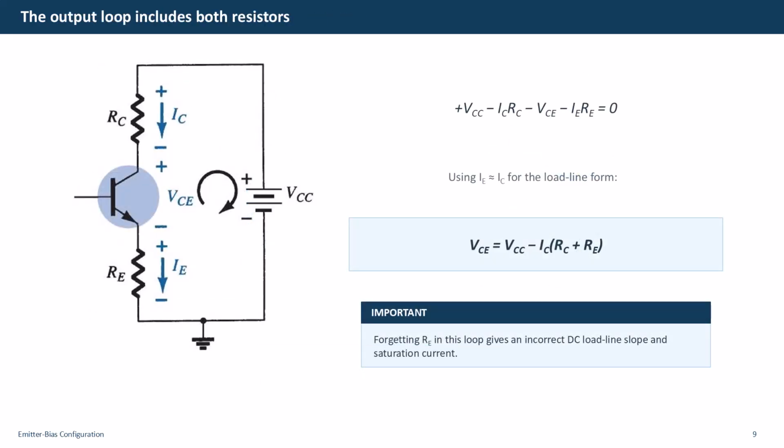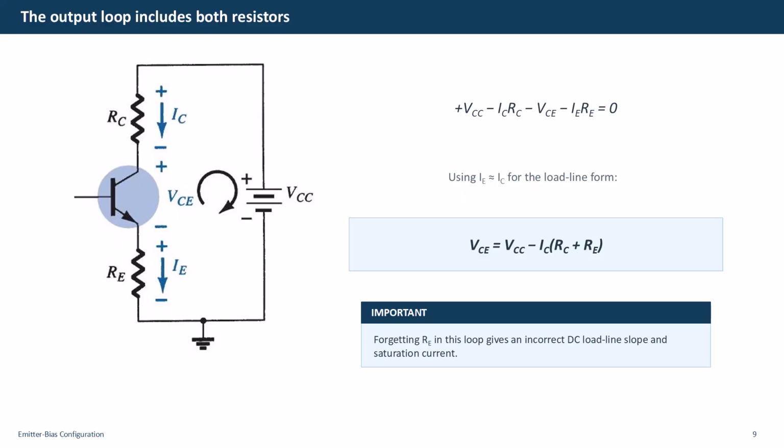Now consider the collector-emitter loop. Moving clockwise, the supply is a rise. The voltage drops occur across RC, across the transistor, from collector to emitter, and across RE. The exact KVL equation contains IC, RC, and IERE. For the usual load line approximation, emitter current is taken as nearly equal to collector current. We can then factor IC and write VCE equals VCC minus IC times the sum RC plus RE.